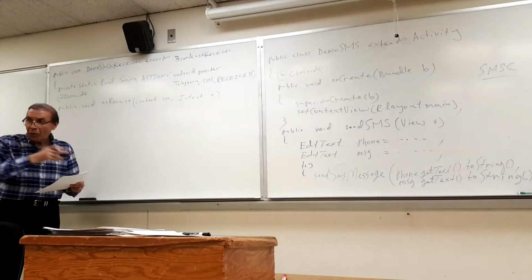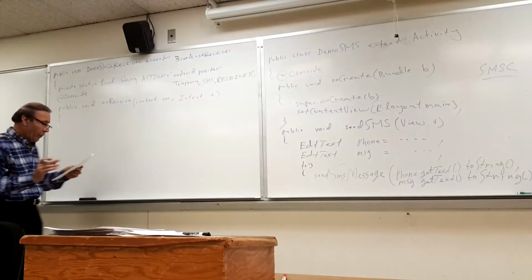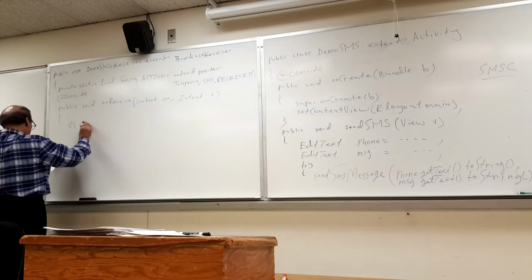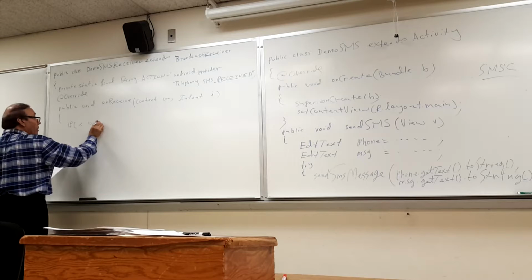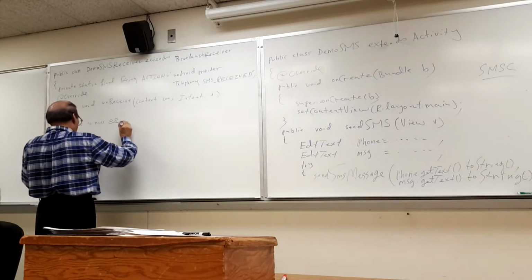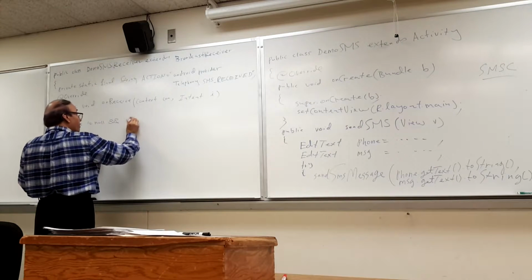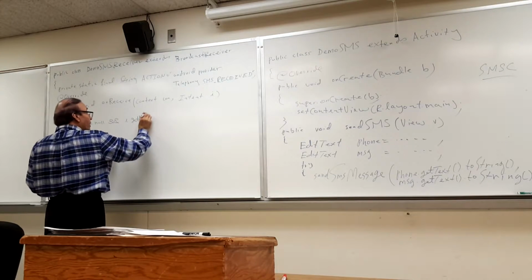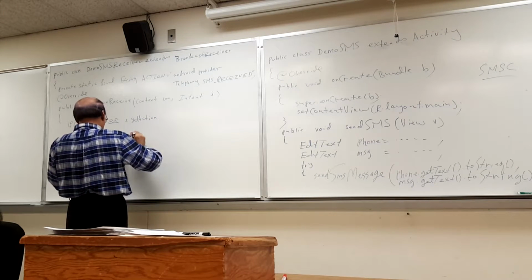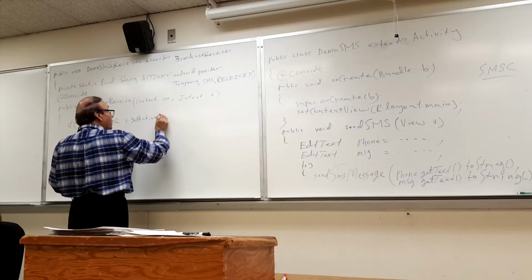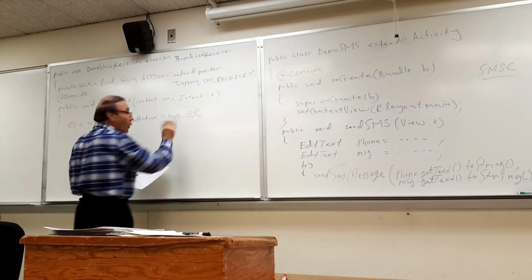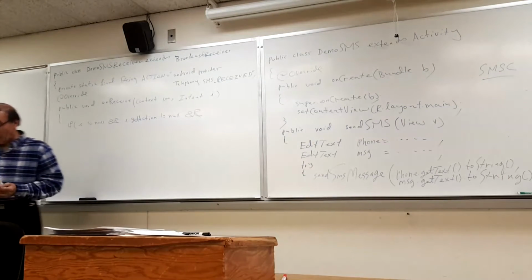I'm going to write a line. You guys guess what I'm doing. It's very simple. If i not equal null and i.getAction not equal null. So far, what does this line mean?